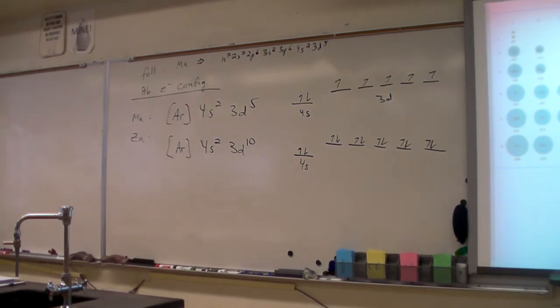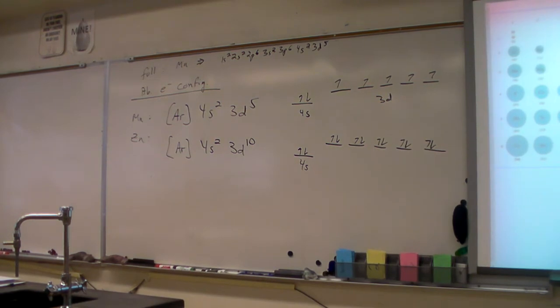So, valence electrons. Let's ask which valence electrons? The 4s. Which electrons are going to get lost first? The 4s. Why are the 4s electrons going to be the ones that get removed first?